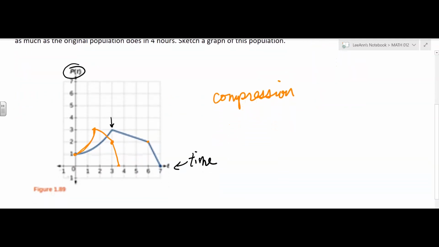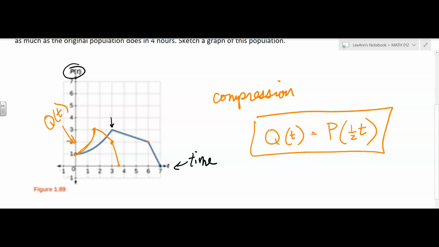And now, if we wanted an equation, the equation would be based on P of T. But what we would say then, I need a name for this, we'll call it Q, Q of T. Then Q of T would be equal to the population based on half the amount of time, P of 1/2 T. So maybe that's starting to make a little bit more sense why it's compressing, hopefully. I think they just asked for the graph on this, but if you wanted to write the relationship, there it is right there. Okay.